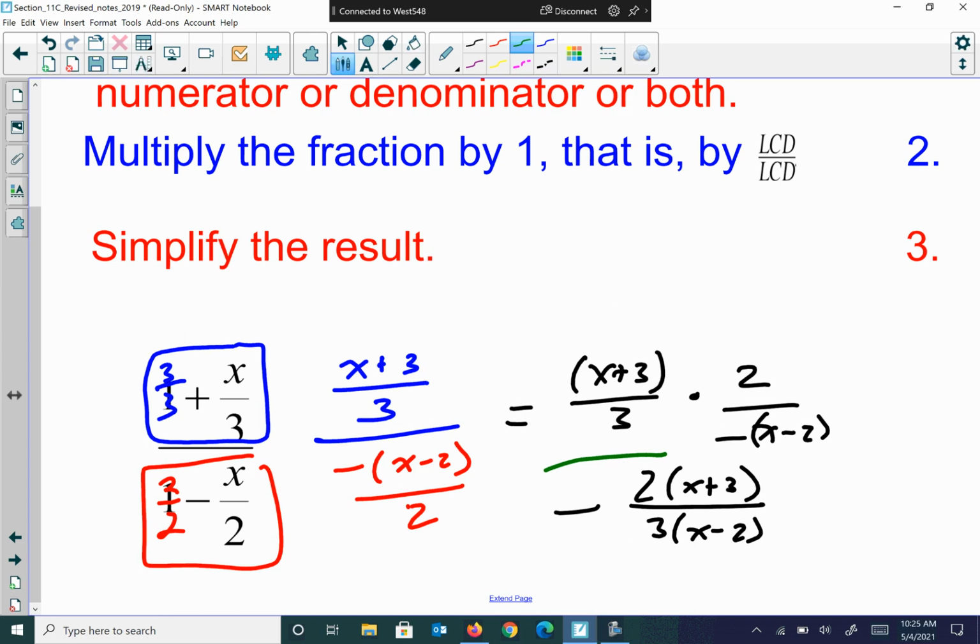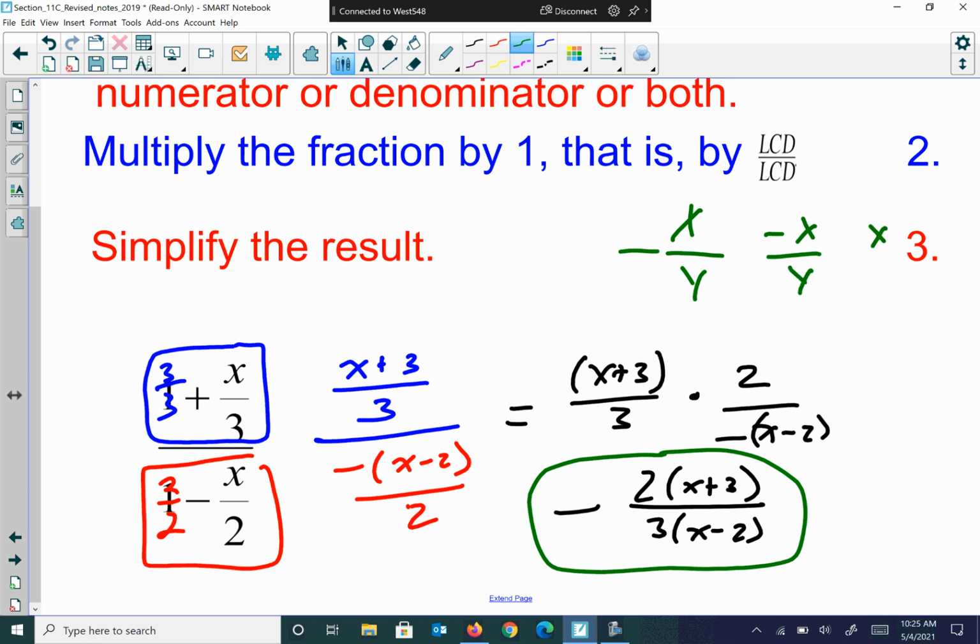And this is going to sound really goofy. Notice I put the negative in the middle. I could have had the negative up top. So if I had this, x over y, or if I had this, or if I had this, those all mean the exact same thing.